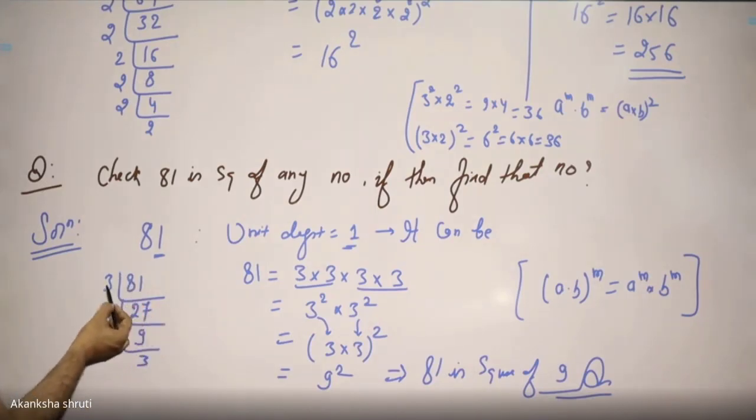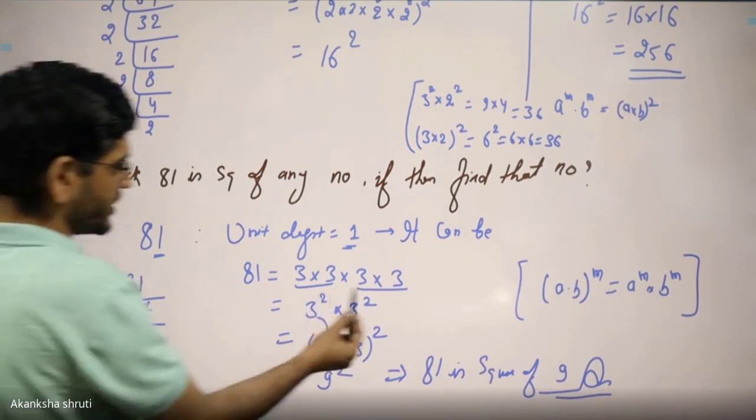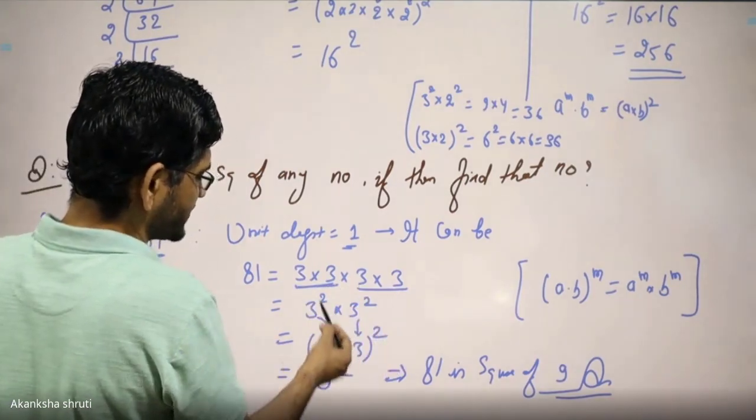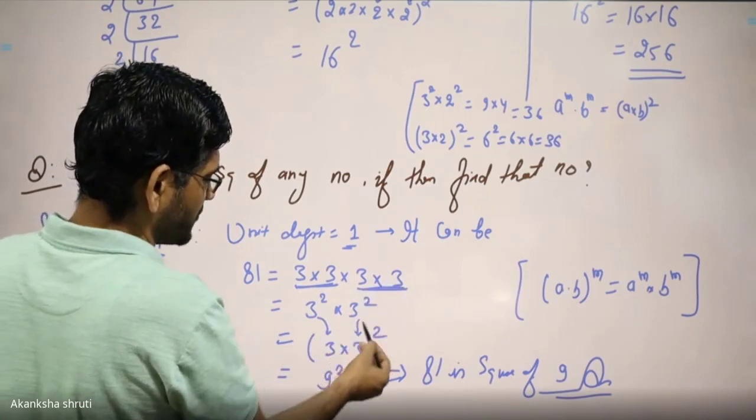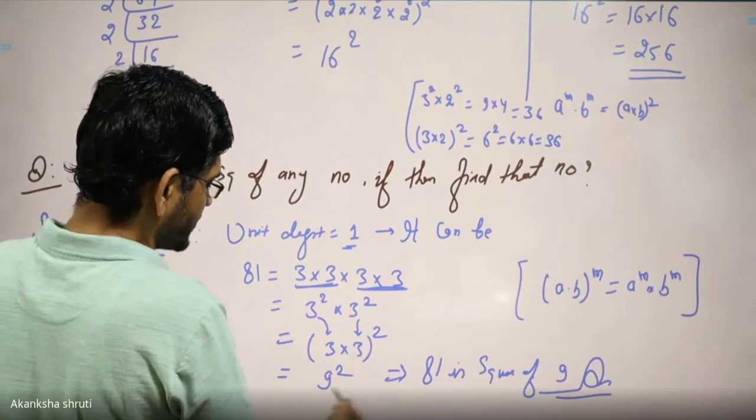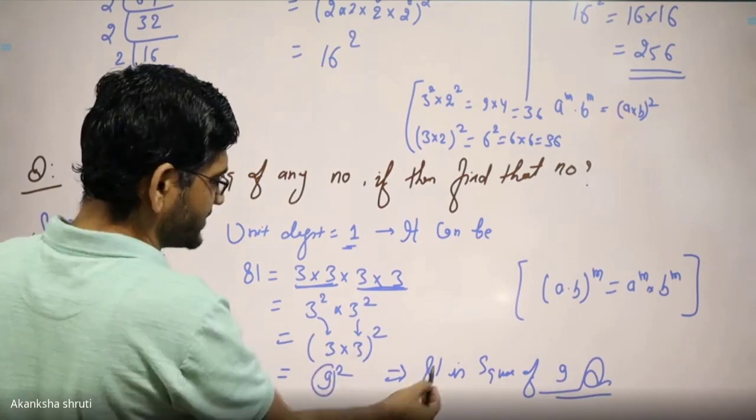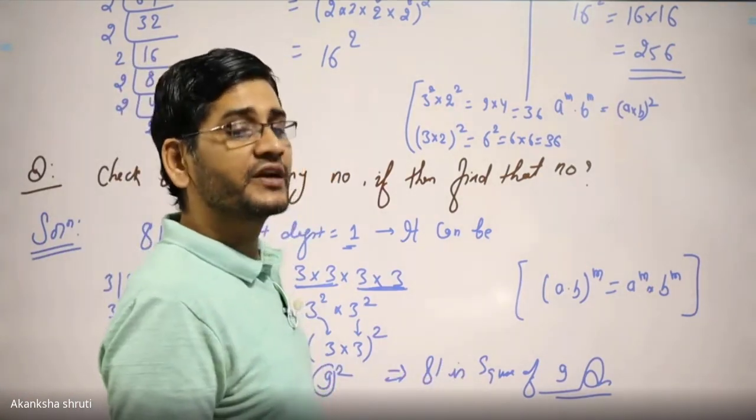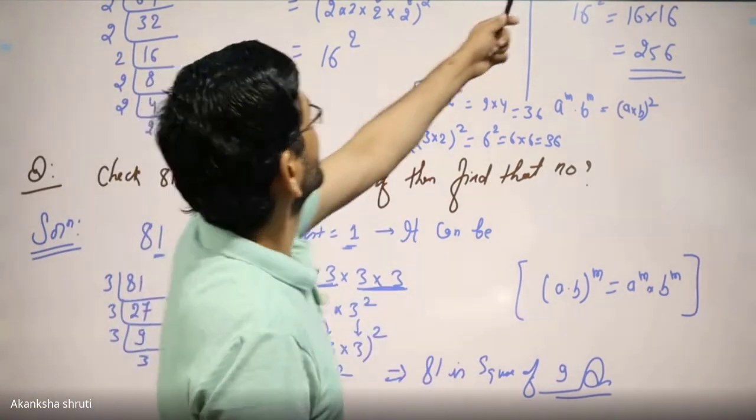So 81 is divisible by the smallest prime number 3, and we get 27. 27 is further divisible by 3, and we get 9. 9 is further divisible by 3, and we get 3. So it is 3 into 3 into 3 into 3, 4 times. Now we make the pairs. So it is 3 square from this pair, and the other group of 2 also. This way it becomes 3 into 3, meaning 9 square. So it is the 9 whose square is 81. So 81 is a square number, and it is the square of 9.